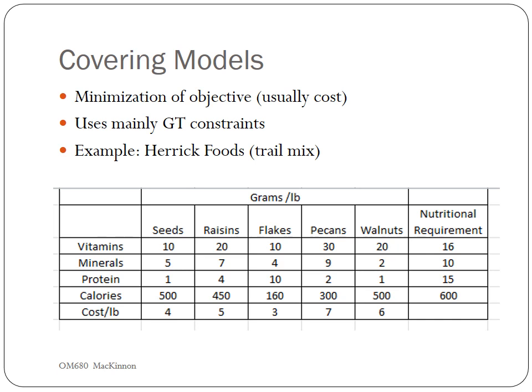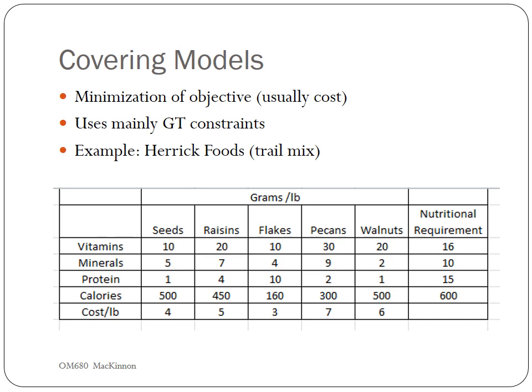Now, let's introduce something called covering models. Kind of the opposite of an allocation model, we want to minimize something. We want to minimize our objective, which is usually cost, and it uses mostly greater than constraints. And so here's an example of Herrick Foods.